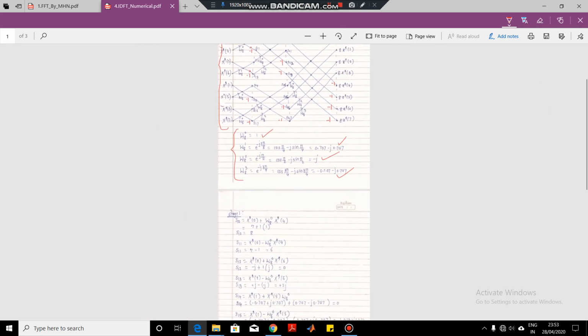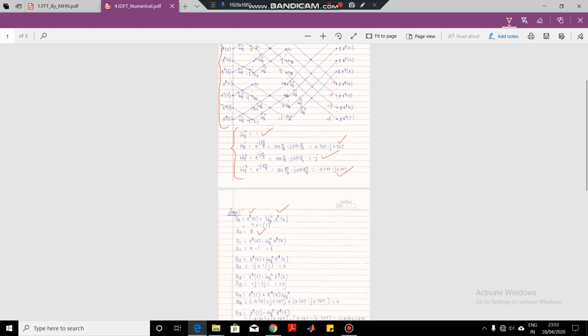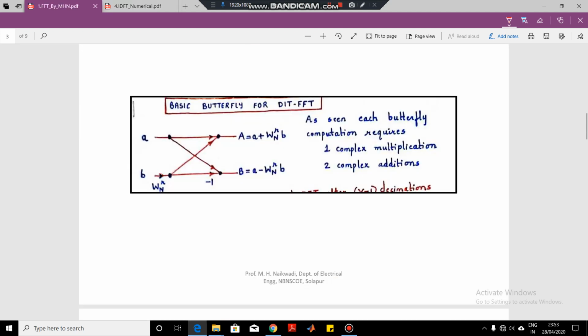So now the calculations are similar to what we have already solved earlier. Only in this case we are getting the conjugates here. There we were getting the normal numbers. So you can see here S10 is x star of 0 plus x star of 4 into W80. But since W80 is 1, this will be 7 plus 1, that is 8. Similarly, what will be the output S11? What is the basic butterfly output? A minus the twiddle factor into B.